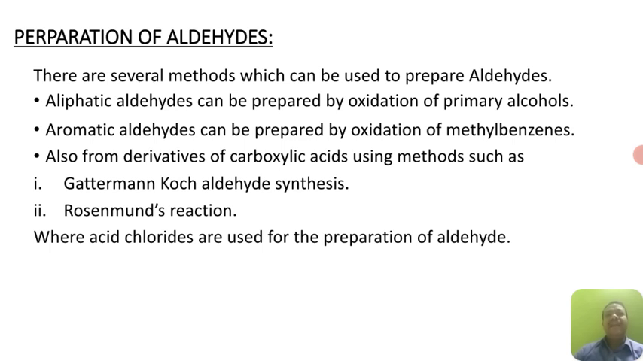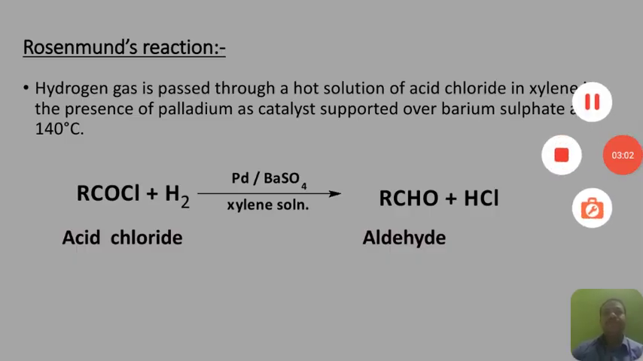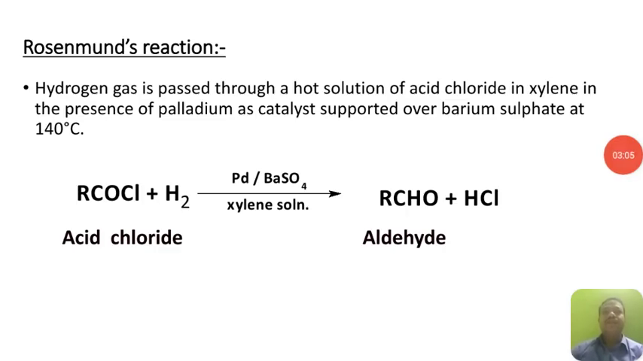In the Rosenmund reaction, we use the derivatives of carboxylic acids, such as acid chloride, in the preparation of aldehyde. So let us see what the Rosenmund reaction is. In the Rosenmund reaction, we reduce the acid chloride catalytically to an aldehyde.